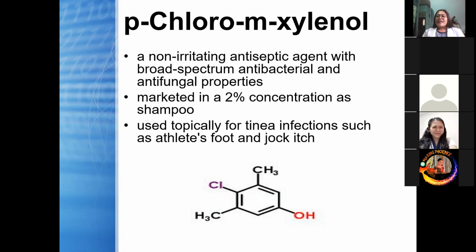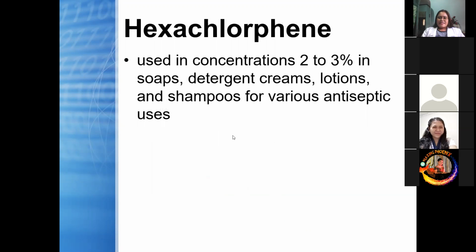Nasa skin lang. And then the jock itch, pag itawag na siya jock itch class, it's a fungal infection sa singit. Okay? Sa singit na siya, kanang katol ang singit, kaya na ay fungal infection. So, ang medical term pod nato sa jock itch is tinea cruris. Okay? C-R-U-R-I-S. Tinea cruris. So, para din si para-chloro-metasilinol.